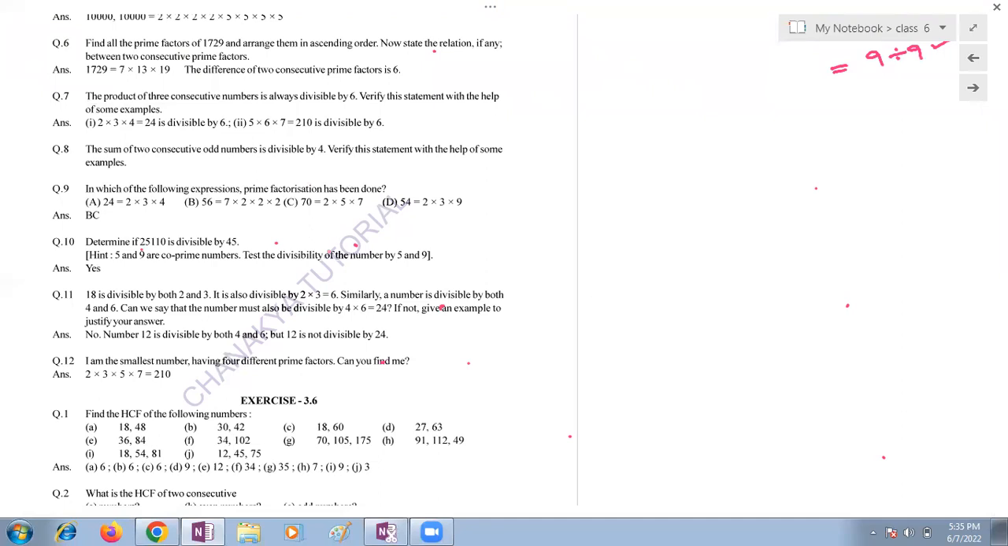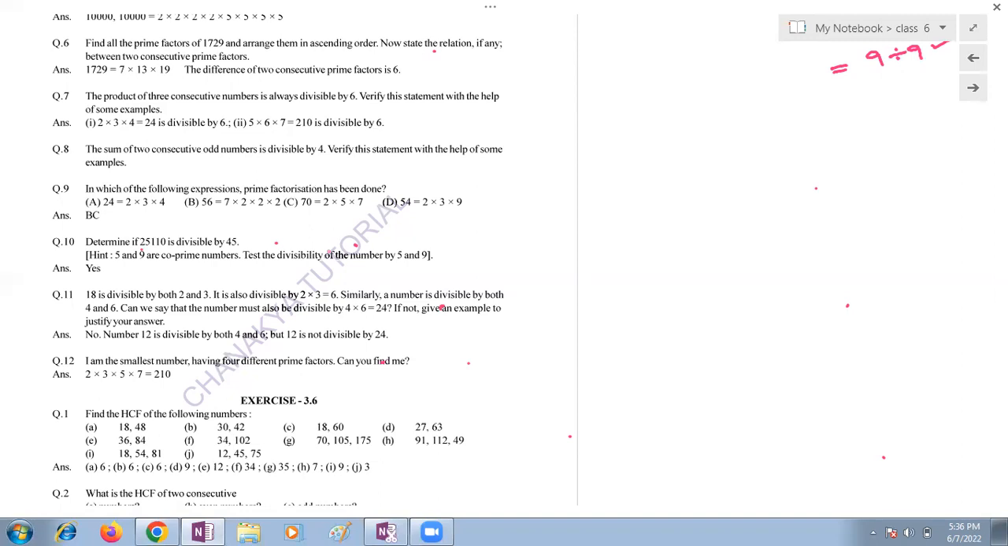18 is divisible by both 2 and 3. It is always divisible by 2 times 3, which is 6. Similarly, if a number is divisible by both 4 and 6, can we say that the number must also be divisible by 4 multiplied by 6, which is 24? If not, give a reason. It's simple, ma'am. 4 into 6 is equal to 24.